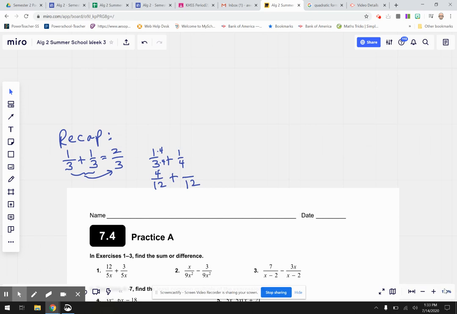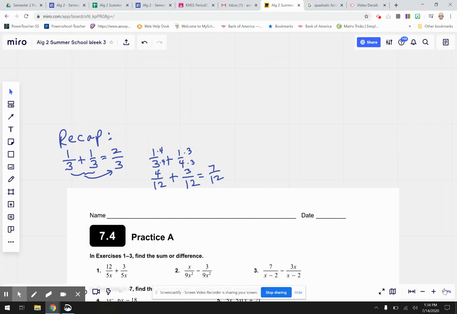We multiplied top and bottom by 4 and got 4/12. Second fraction, I'm going to multiply top and bottom by 3 and get 3/12. Now I can add them together and get 7/12. 3 plus 4 is 7. So that's how we add fractions. We do the same thing for subtraction.